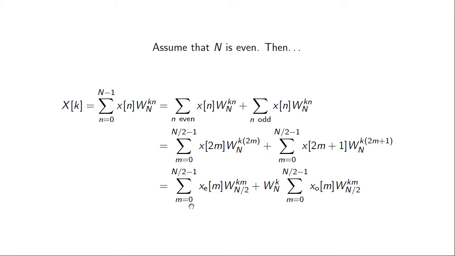So this partial sum is nothing more than an N over 2 point DFT of the even terms. And this odd term sum here is also a DFT, but in this case of the odd terms of x of n. And also in this case it's an N over 2 point DFT.